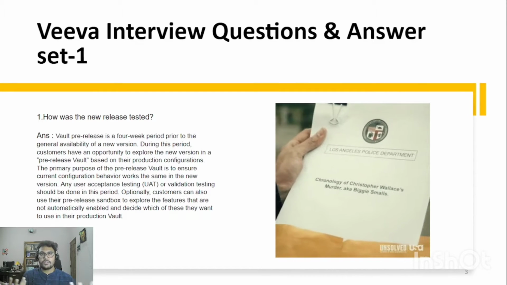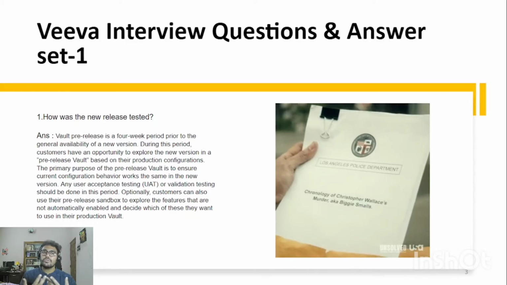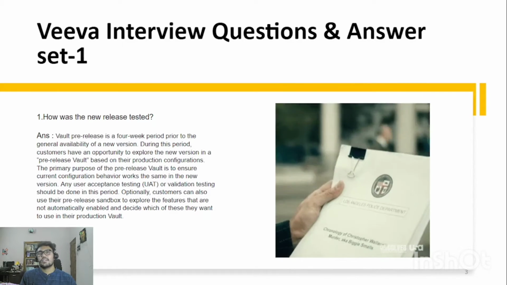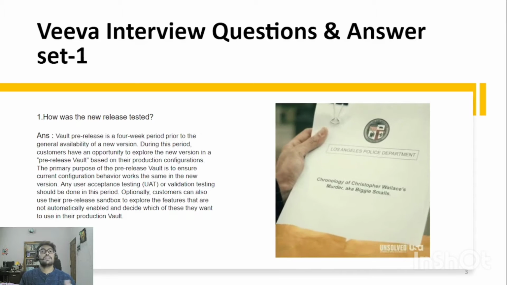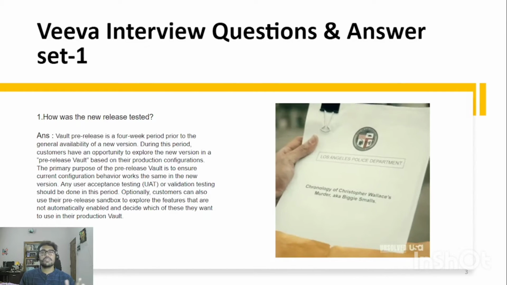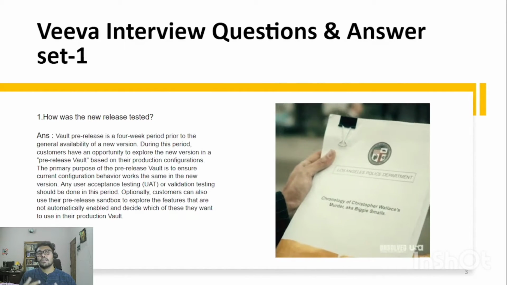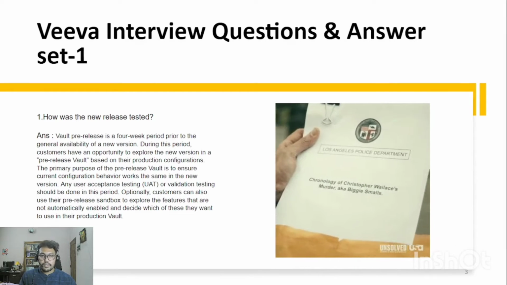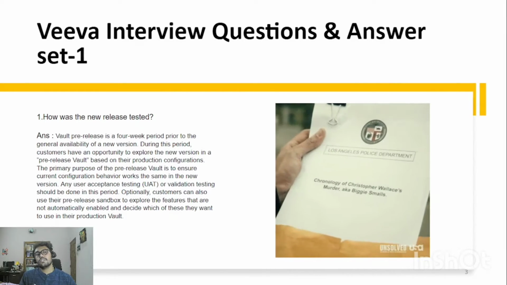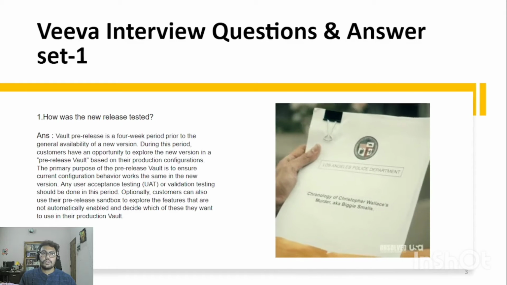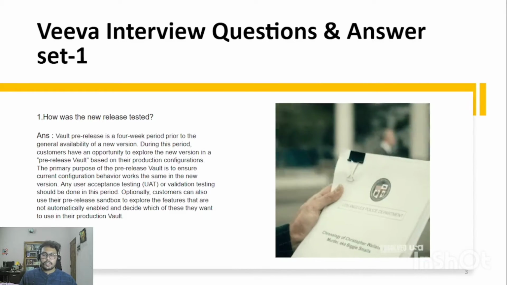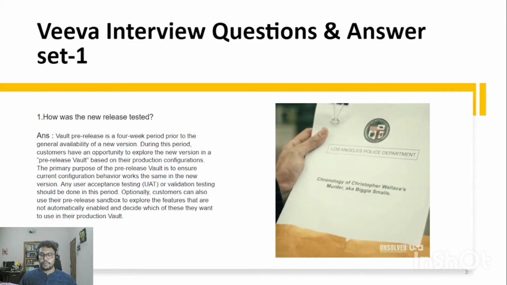Optionally, customers can also use their pre-release sandbox to explore features that are not automatically enabled. This means the features that are not auto-on, which are admin checkbox or admin enabled features. They can test those features in the pre-release sandbox, and decide which of these they want to use in their production Vault. So this is question number one, and it is a very important question, so give the answer appropriately.